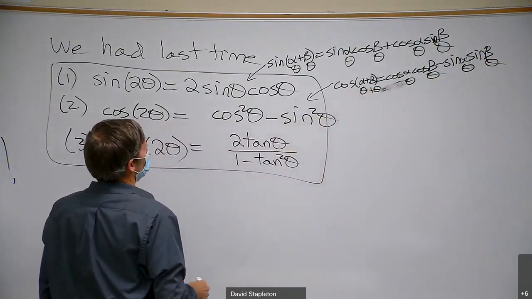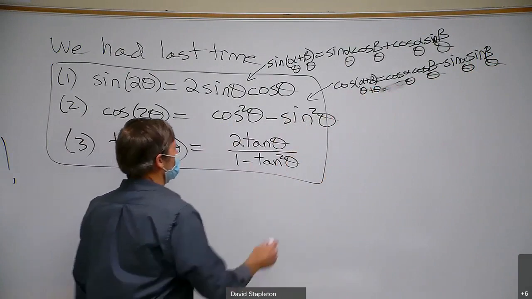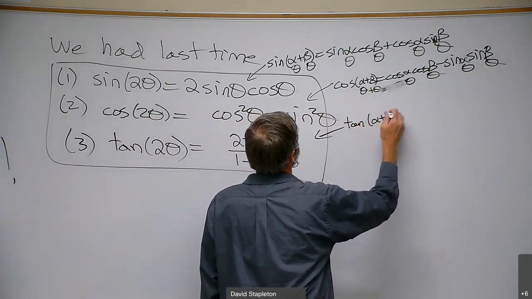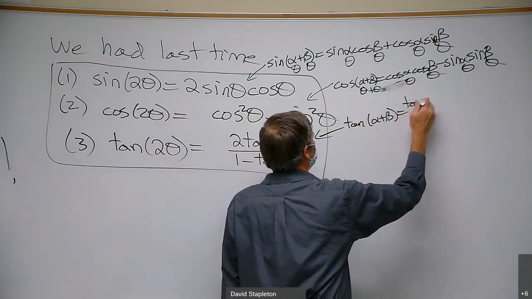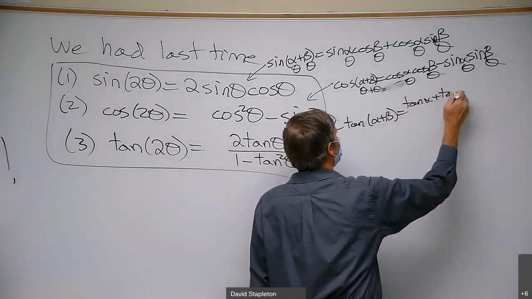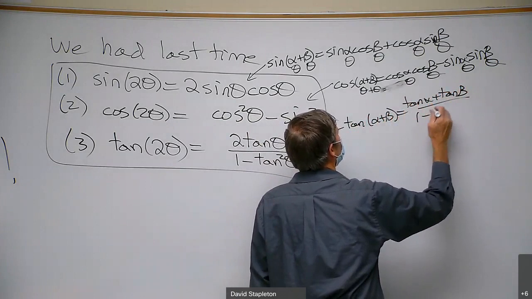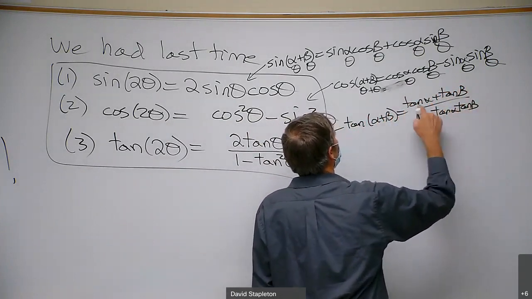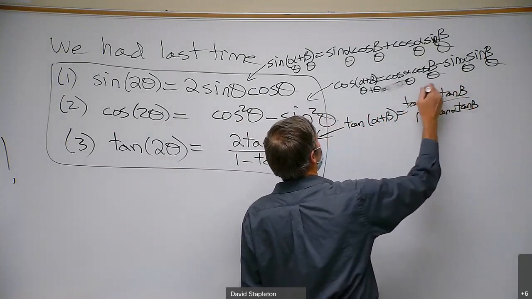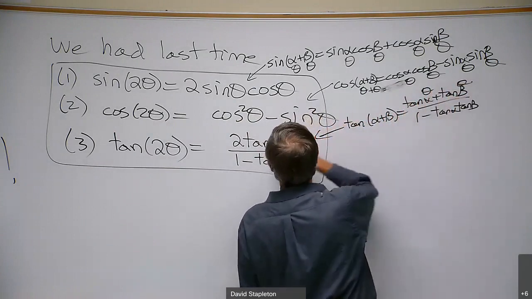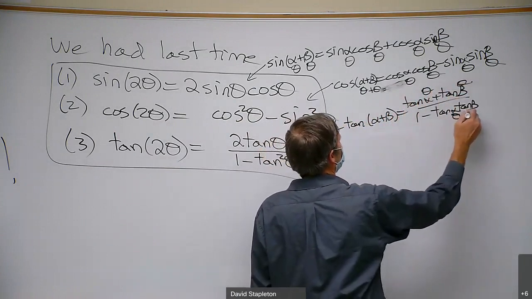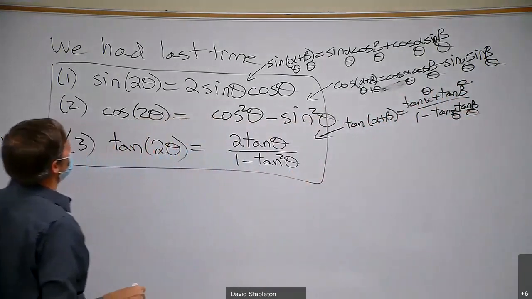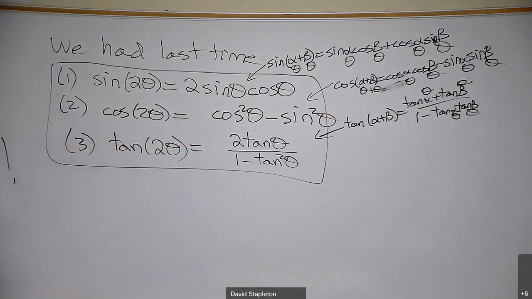Same thing with tangent here. The tangent of alpha plus beta had this formula: tangent plus tangent over 1 minus tangent times tangent. So I put alpha equals theta, I've got 2 tangents on the top, right? Alpha equals beta equals theta, I've got tangent times tangent, tangent squared, on the bottom. So that's where those 3 came from. And we did some problems with those.